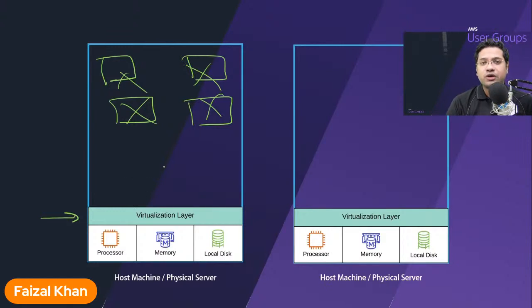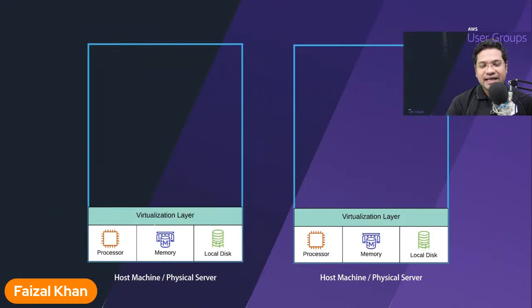There might also be requirements for licensing where the license has to be associated with a particular host machine, right? So the license is kind of associated with the processor on that host machine. So in those cases, you will have to go for a dedicated host model, right?